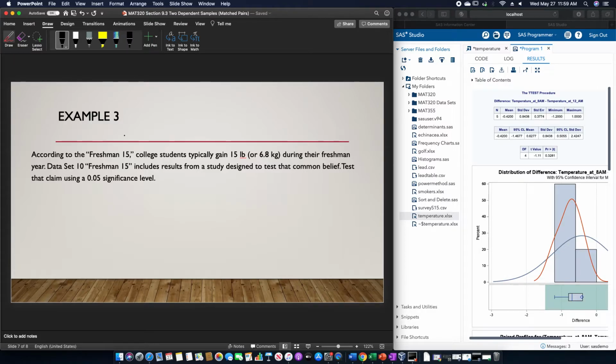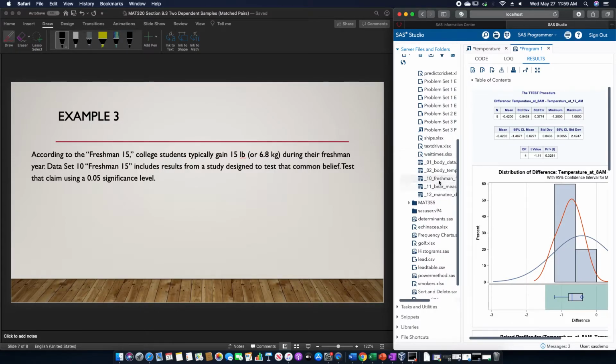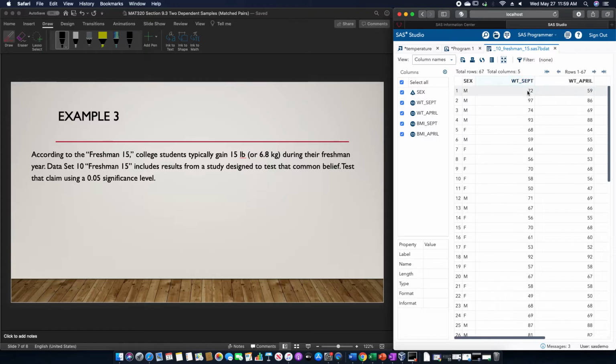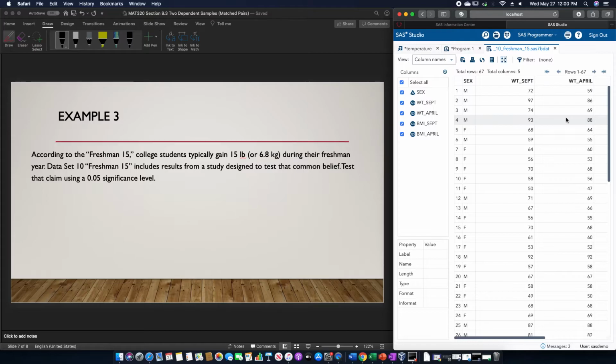I should probably show the data set actually while talking about it. I have it here in SAS already. Let me open it. This is the data set. So do note that this is for each individual person. They weighed them in September and in April to show either weight gain or weight loss. So because of that, we know that these are dependent samples.